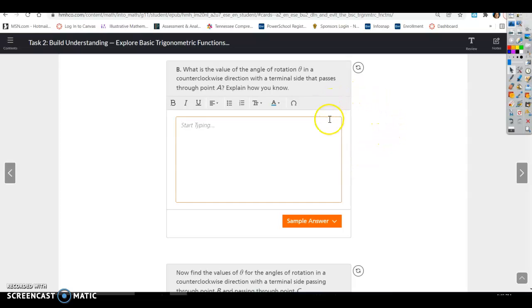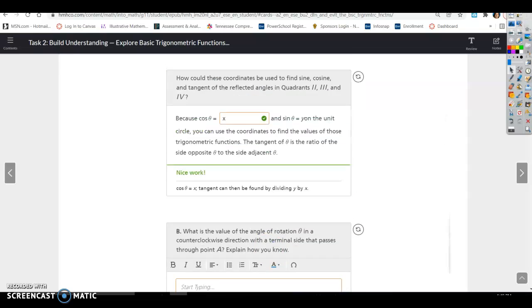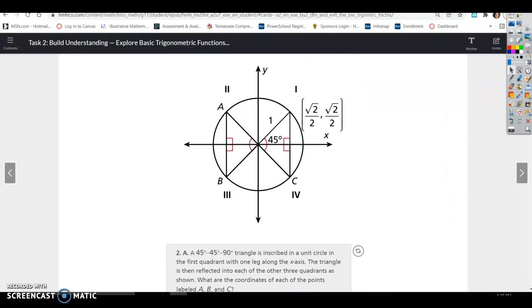What is the value of the angle of rotation theta in a counterclockwise direction? Counterclockwise, remember, goes through the quadrants 1, 2, 3, 4, with a terminal side that passes through point A. Explain how you know. So it says, what is the value of the angle of rotation in a counterclockwise direction that passes through point A? All right, point A is here. So I know that I have 90 degrees plus another 45, or you could do 180 minus 45, because you know a semicircle is always going to be 180.